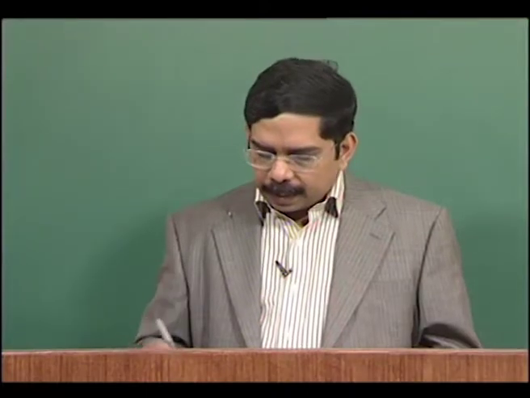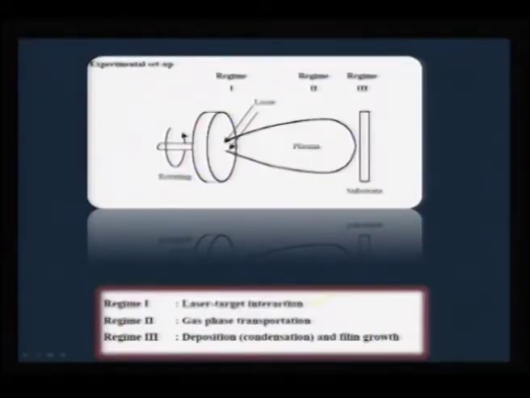Regime 1 is laser target interaction. So the laser is coming, interacting with the target. What are all the things that we need to know? Regime 2, gas phase transformation. So this is nothing but the plume dynamics. What really happens with the plume? Suppose the plume is going like this. What will happen if the plume is actually narrowed down like this, like a bullet? The shape of the plume and the color of the plume also will control the final stoichiometry.